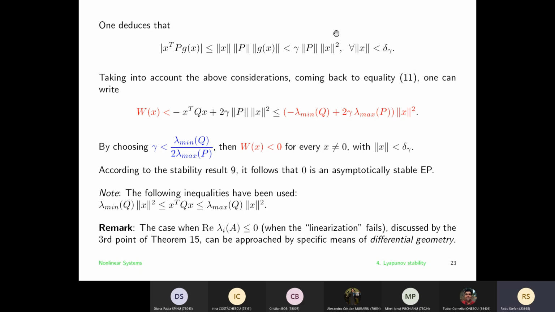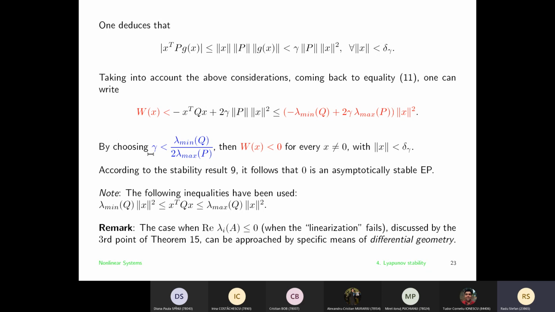It's the induced second norm, and the square norm of x. And now the derivative is minus x transpose Qx plus 2 gamma norm of P, norm of x squared. Moreover, the norm of P, because P is symmetric, will be lambda max P.